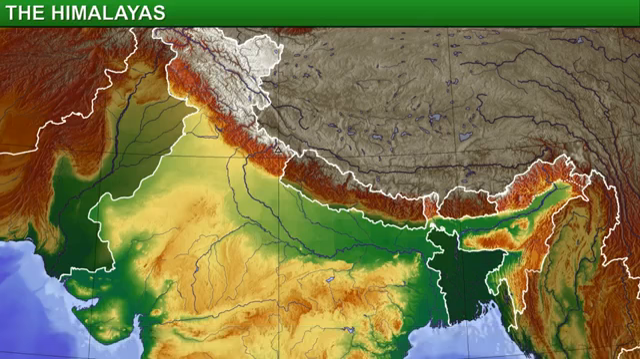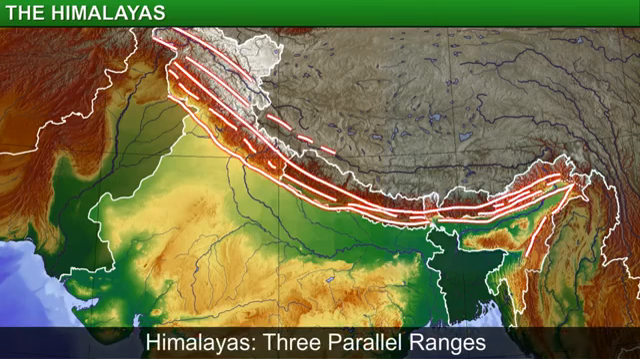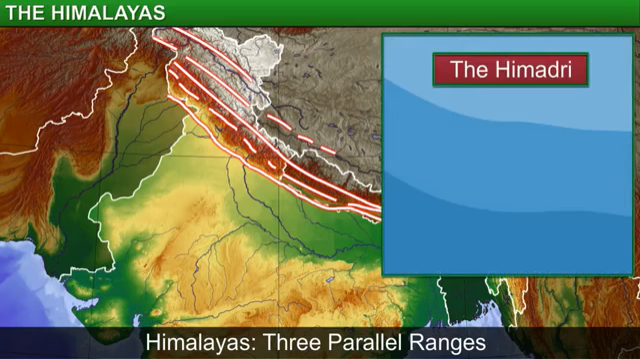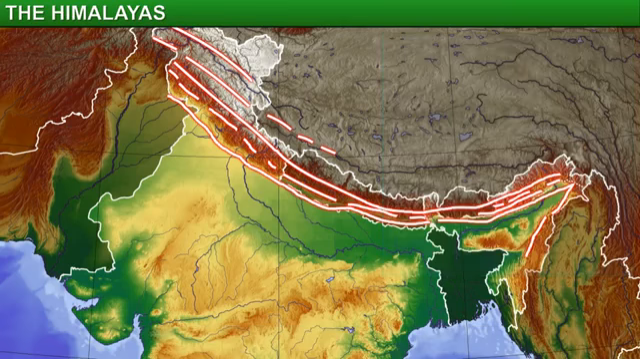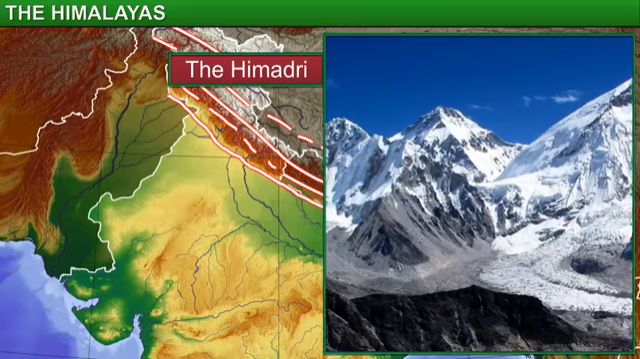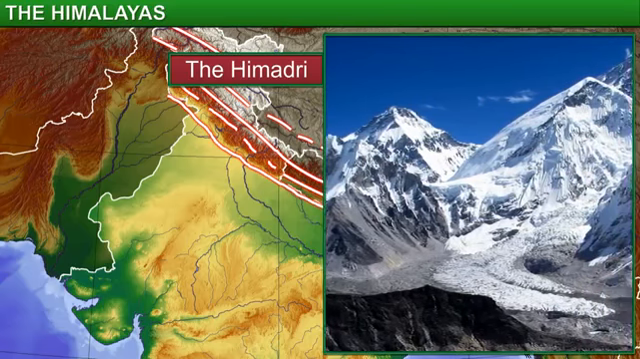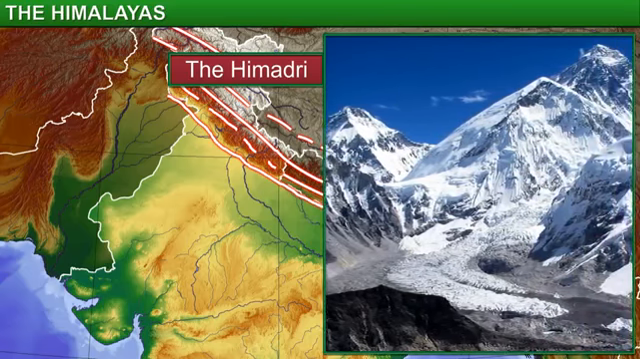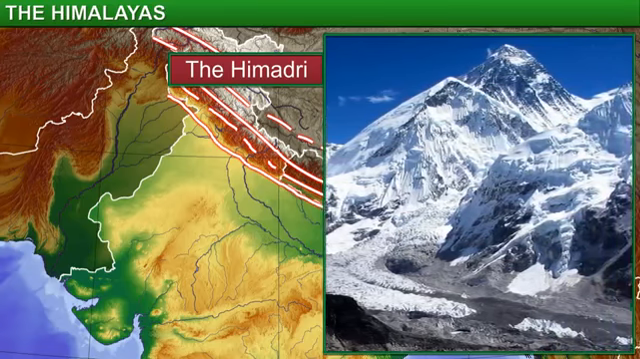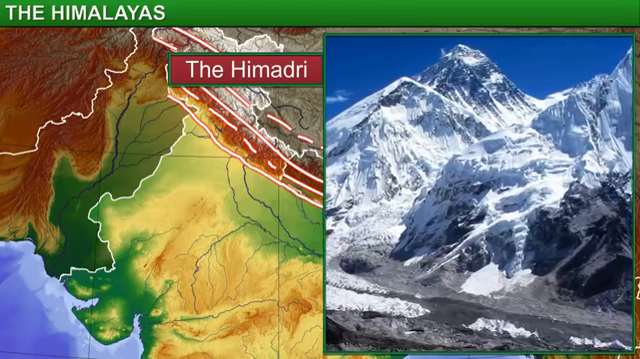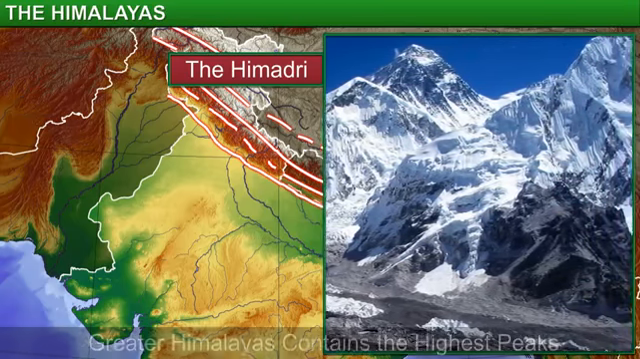The Himalayas are formed from three parallel ranges of mountains: the Himadri, the Himachal, and the Shivaliks. Several valleys lie between these mountain ranges. The Himadri, also called the Great or Inner Himalayas, is the northernmost range of the Himalayas. This range is in a single, unbroken line and has the highest peaks.